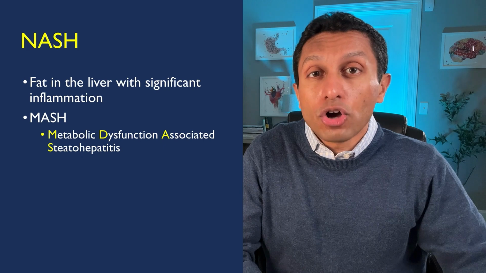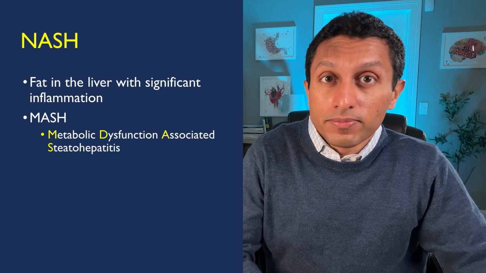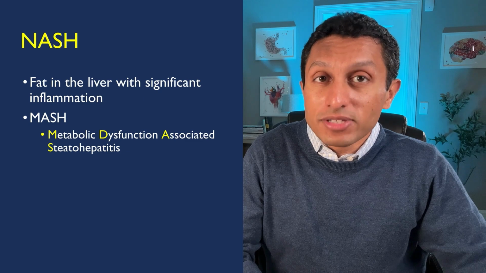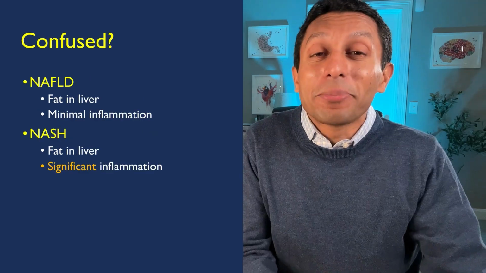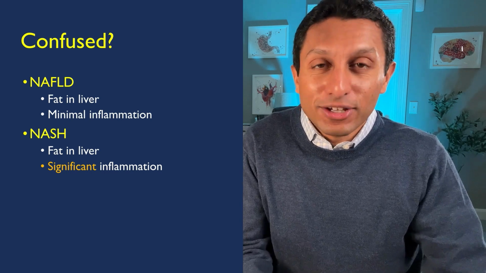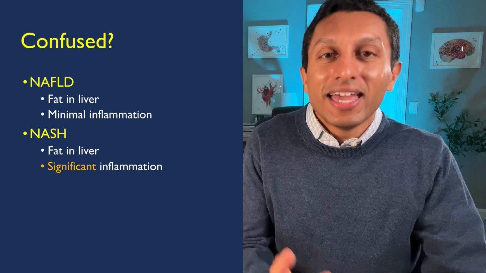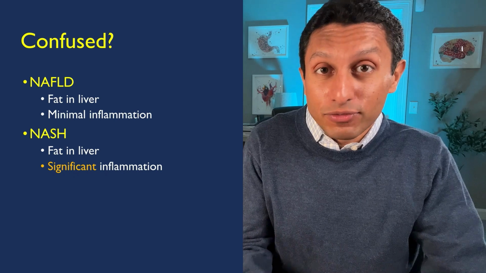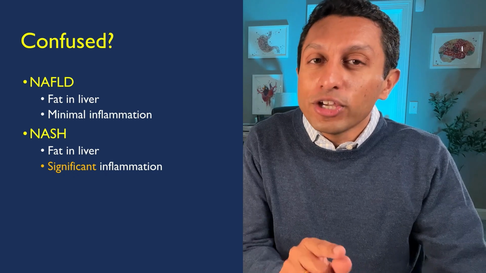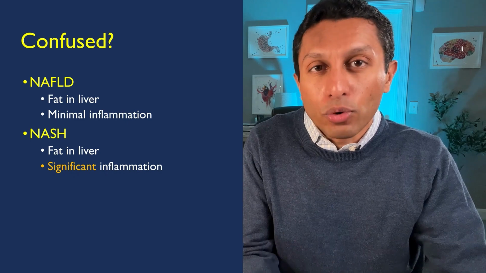NASH, or non-alcoholic steatohepatitis, is fat in the liver with significant inflammation and is now called metabolic dysfunction associated steatohepatitis, or MASH. I know this is completely confusing, so I'm going to use the old terms just because you're more likely to hear these. Basically, fat in the liver with minimal inflammation is NAFLD, and fat in the liver with significant inflammation is NASH. Now, why do we care about fatty liver disease? Well, here are the 4 keys to understanding fatty liver disease and why it is so important for your health.